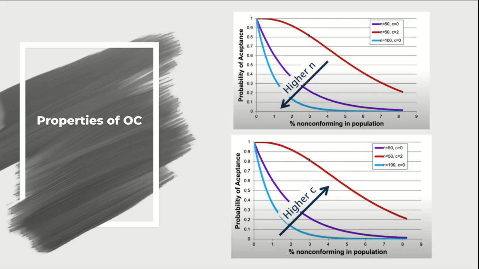So as you can see here, the first figure, the higher the sample size, the lower the probability of acceptance. And this is because you're likely to scoop up a defective product if your scoop is bigger or if your sample size is bigger. So hence, you have a lower probability of acceptance. And then the lower image, we can see the higher C value gives the higher probability of acceptance. And this is because you can have more nonconformities and still accept your population or lot.